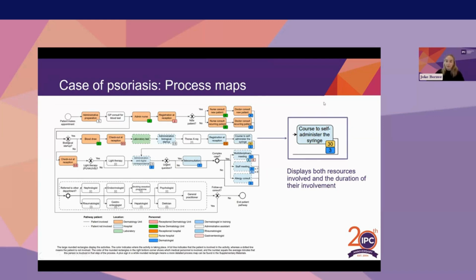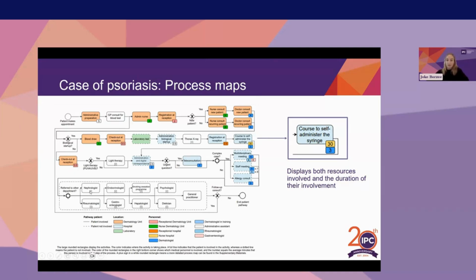So how you can interpret it is that this box, for instance, the course to self-administer the syringe, would happen in the hospital. The 30 in yellow represents that a nurse will be there for 30 minutes with a short supervision of the dermatologist of 3 minutes. So this is how a process map can be interpreted. We also see at the end that the patient might be referred to another department to get treatment for their comorbidity.